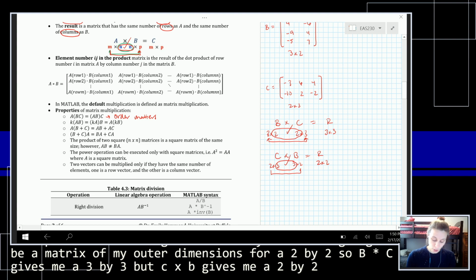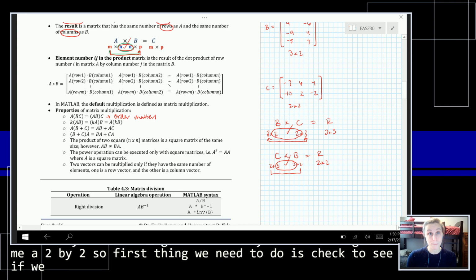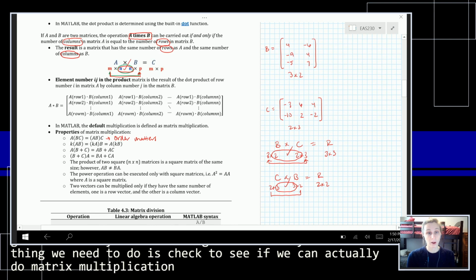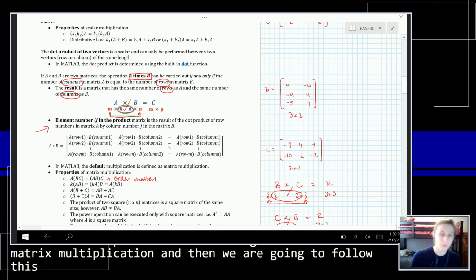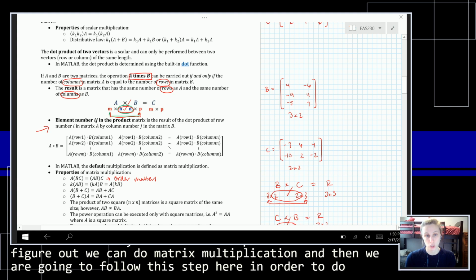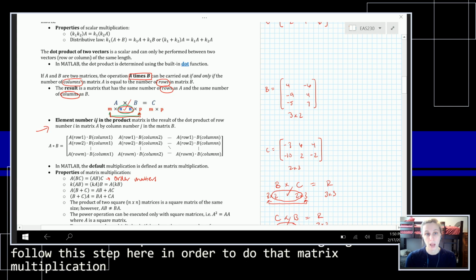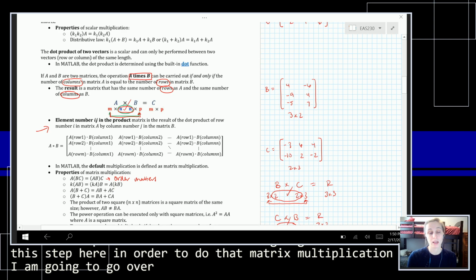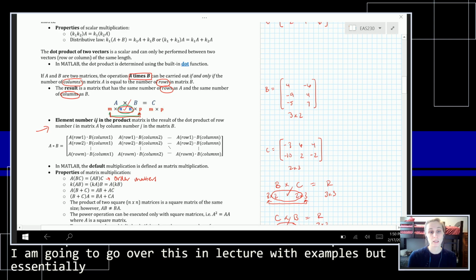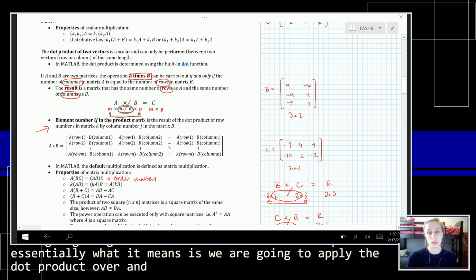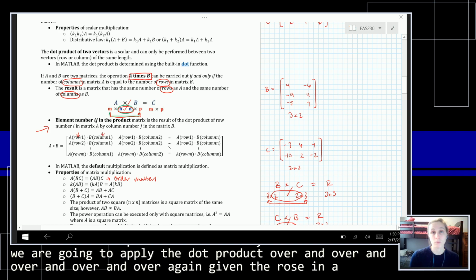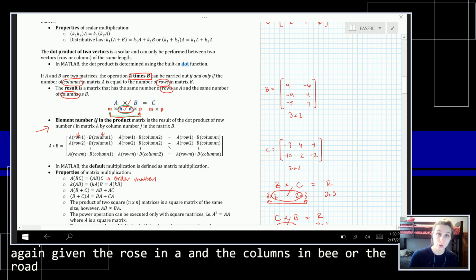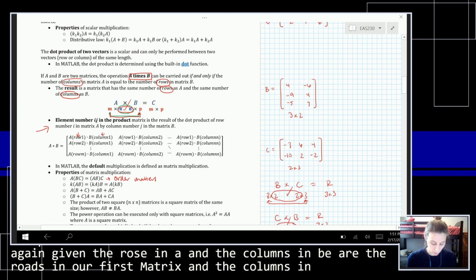So the first thing we need to do is check to see if we can actually do matrix multiplication. Once we figure out we can, then we are going to follow this step here in order to do that matrix multiplication. I am going to go over this in lecture with examples, but essentially what it means is we are going to apply the dot product over and over again, given the rows in A and the columns in B, or the rows in our first matrix and the columns in our second matrix.